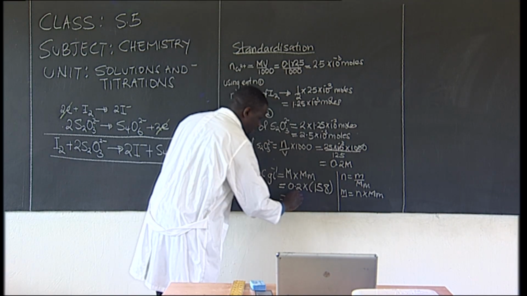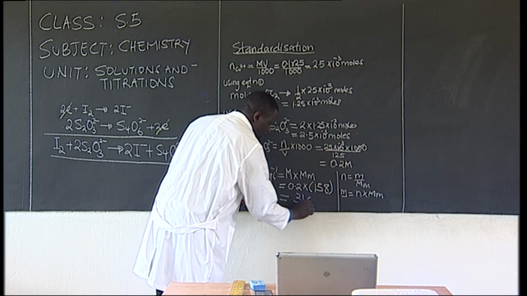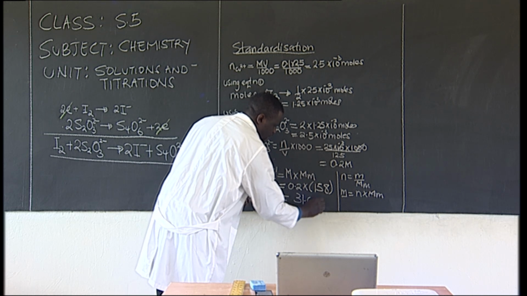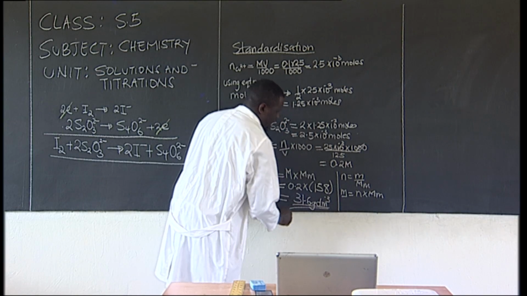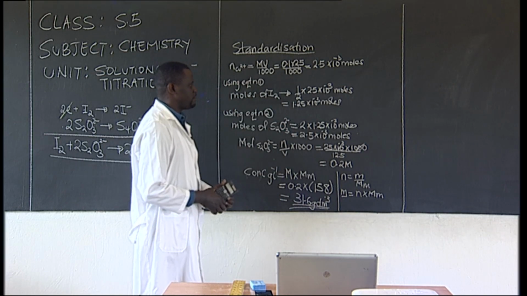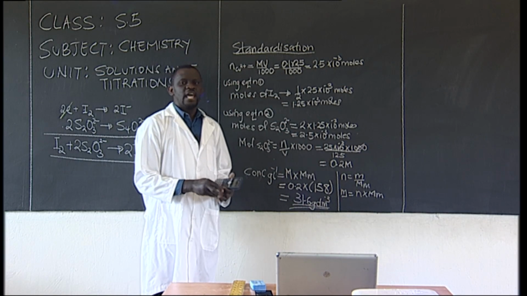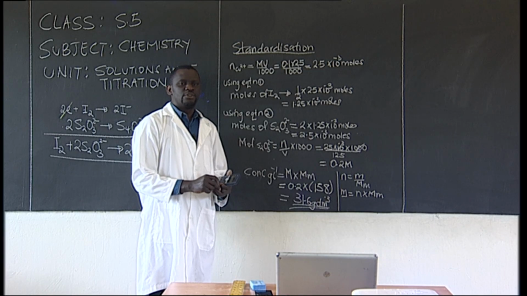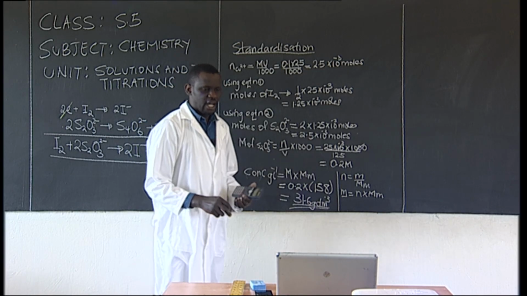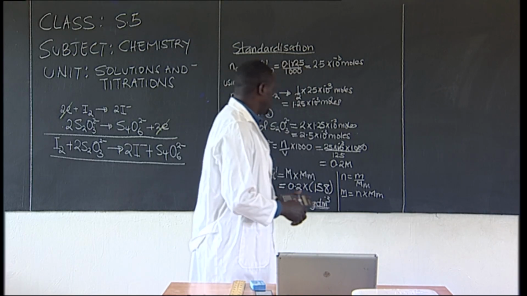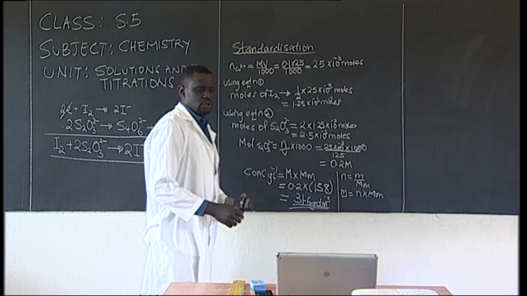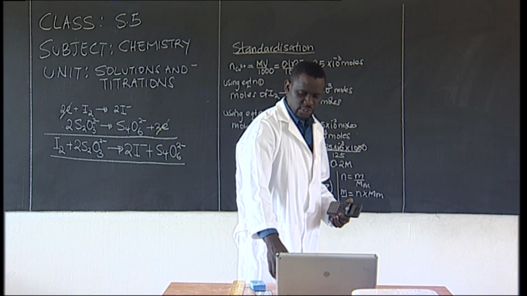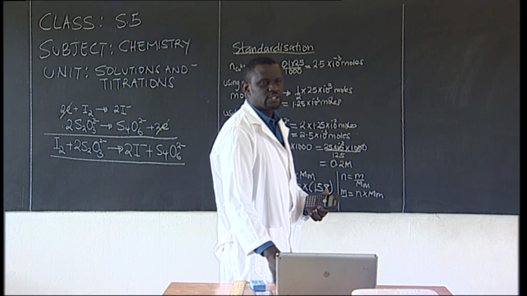So we shall have our value 31.6 gram per decimeter cubed of sodium thiosulfate. So after standardizing your sodium thiosulfate, you can use it for another calculation. So that is our answer. So let's quickly continue to the next question.